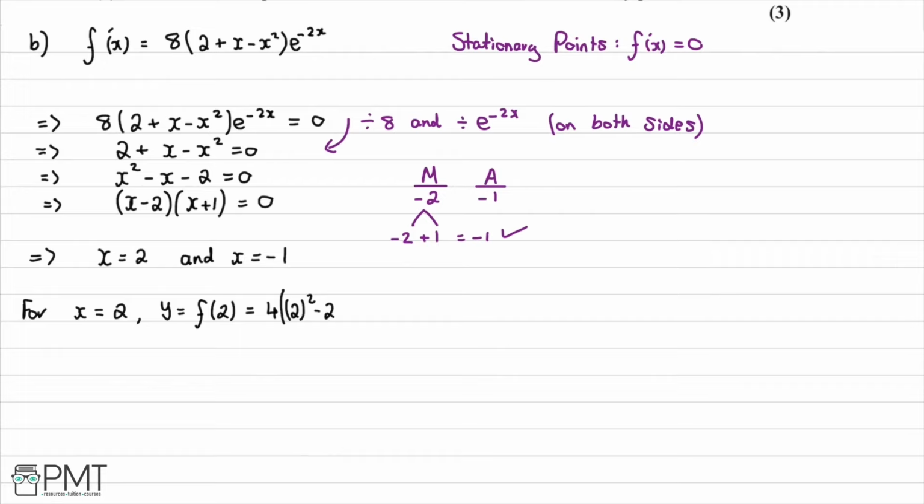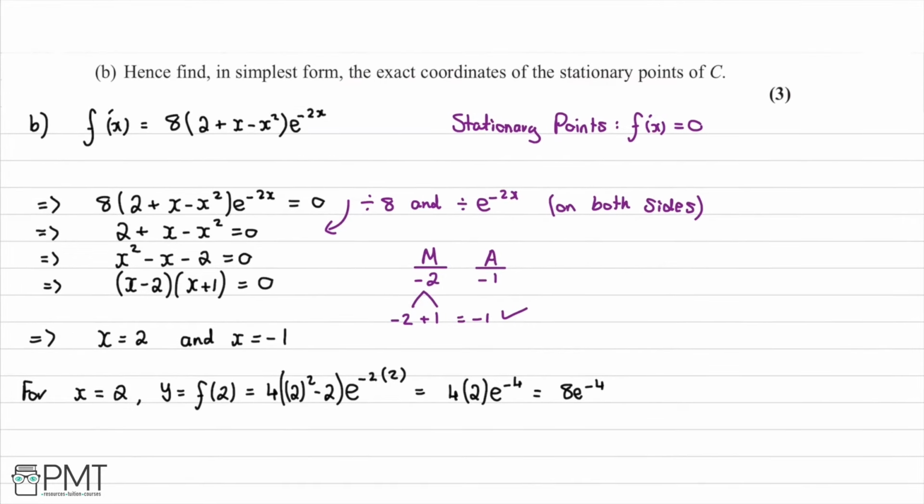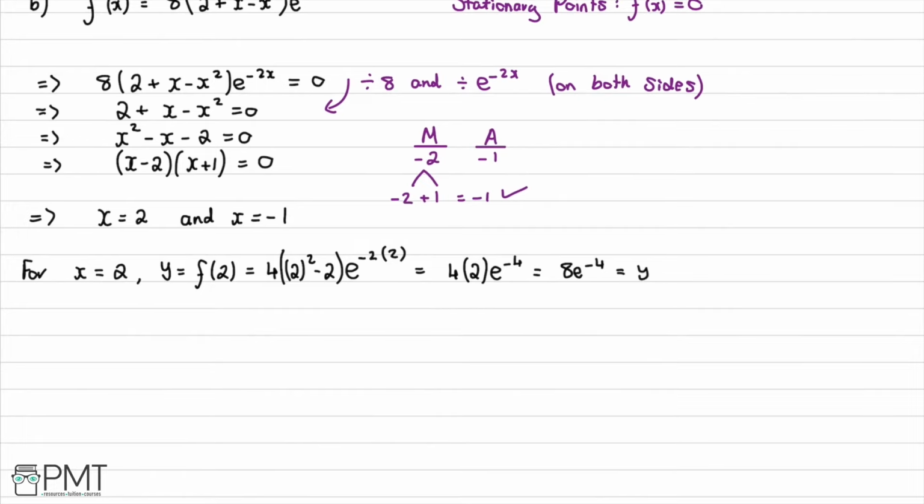Then we subtract 2, and then we multiply this by e to the power of negative 2 multiplied by 2. Simplifying this a little bit further, we'll have 4 lots of 2 multiplied by e to the negative 4, which is equal to 8e^-4. We note that the question asks for the exact coordinates, so we're not going to put this into the calculator, we're just going to leave it like this. So that's our y coordinate.